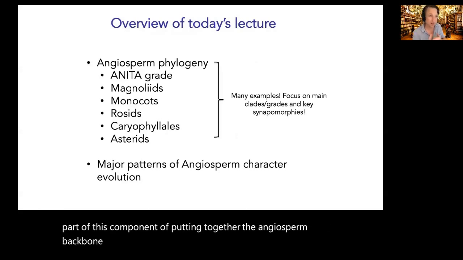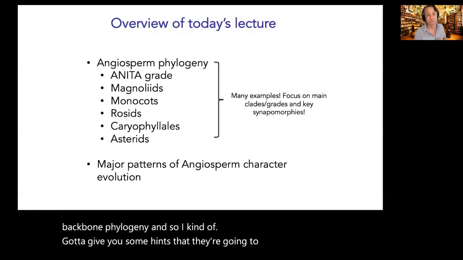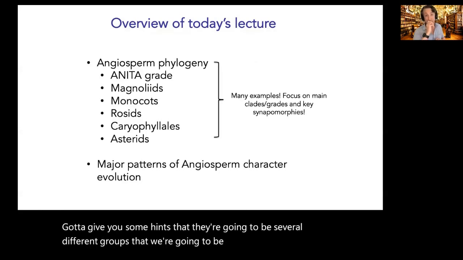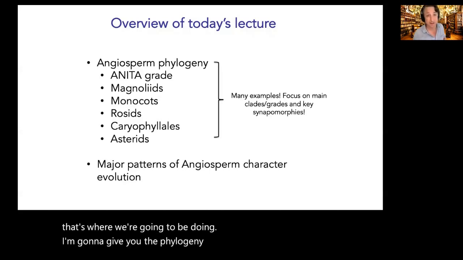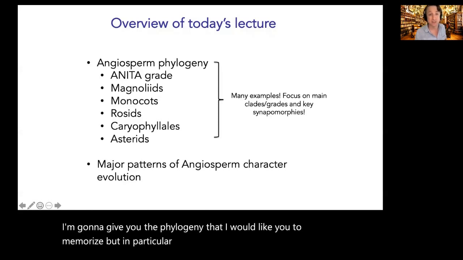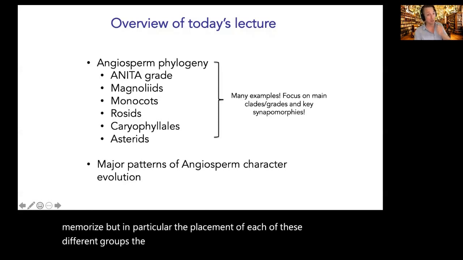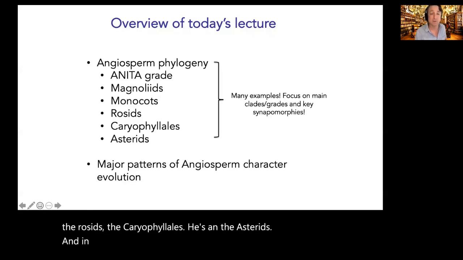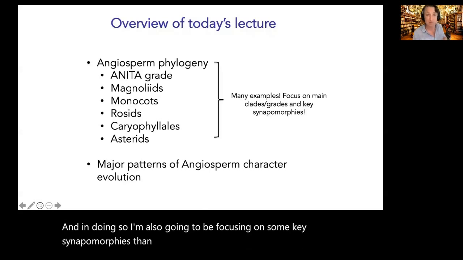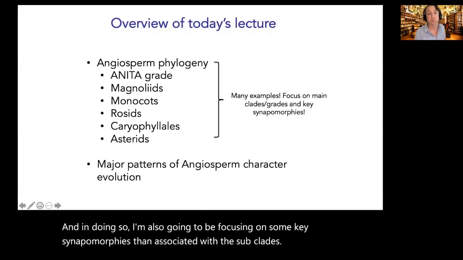I should give you some hints that there are going to be several different groups that we're going to be focusing on. I'm going to give you the phylogeny that I would like you to memorize, but in particular, the placement of each of these different groups: the ANA grade, the Magnoliids, the Monocots, the Rosids, the Caryophyllales, and the Asterids. In doing so, I'm also going to be focusing on some key synapomorphies associated with these subclades within the angiosperm phylogeny.